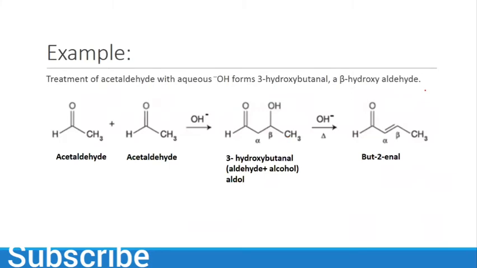So if we see some examples, if we have two acetaldehyde, this is alpha carbon, and we have three alpha hydrogen. This is alpha carbon, and we have three alpha hydrogen. In the presence of base, we have 3-hydroxybutanal, which is aldehyde plus alcohol. Okay, we have aldehyde plus alcohol. This is our aldol product.